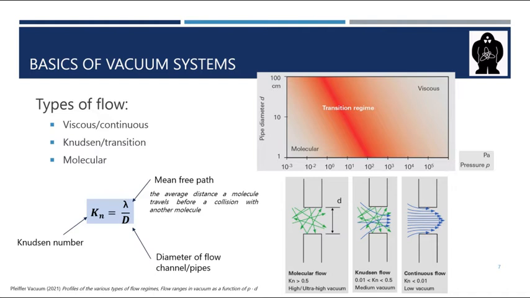In molecular flow, collisions with walls are much more common than collisions with other molecules. When a molecule hits a wall, it resides there for a very short time and then it is released in a random direction. The movement is unpredictable.